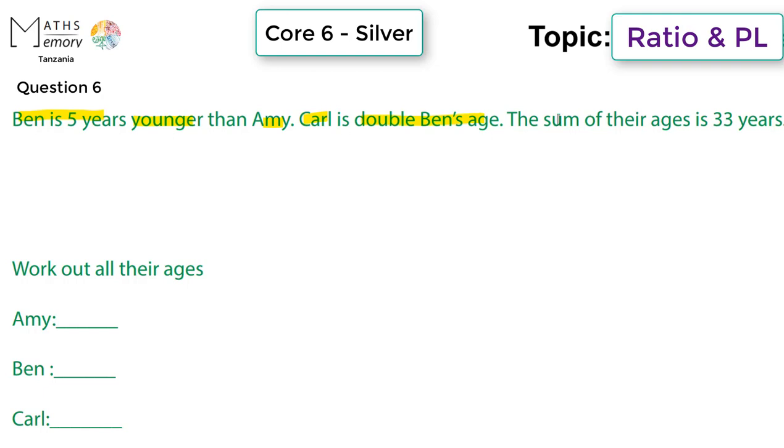Okay, so the sum of the ages is 33 years old. So first of all, let's try to identify this question. Step one is always try to identify the problem. Let's identify, we could say, the context. So this is definitely to do with ages of 3 different pupils.